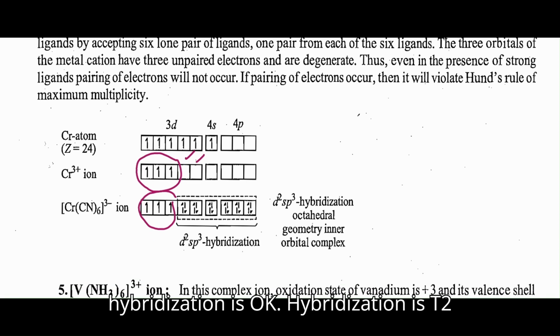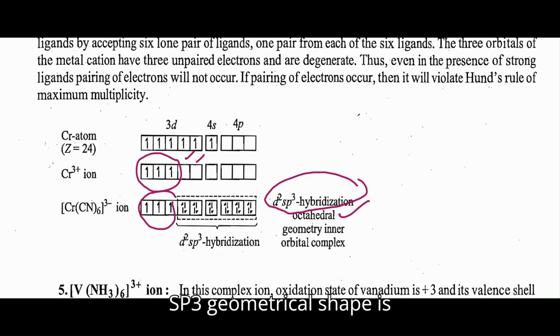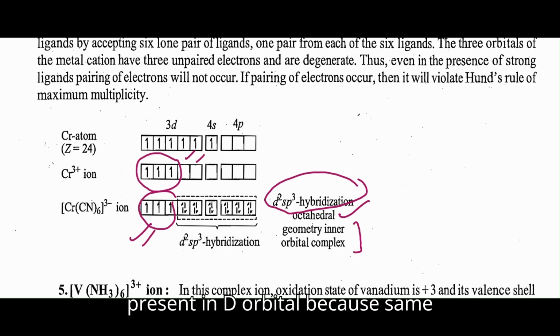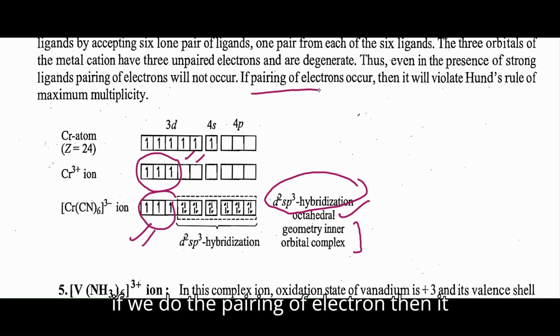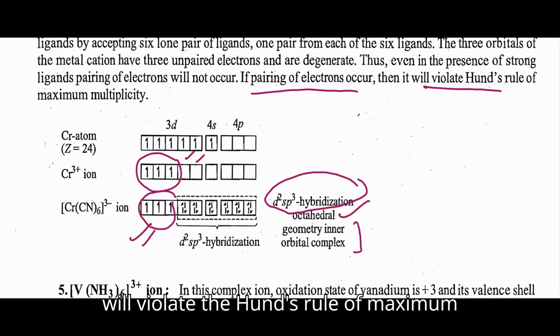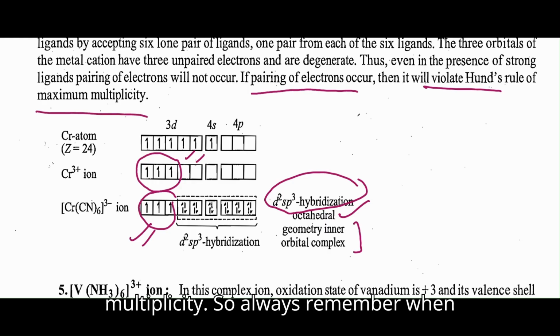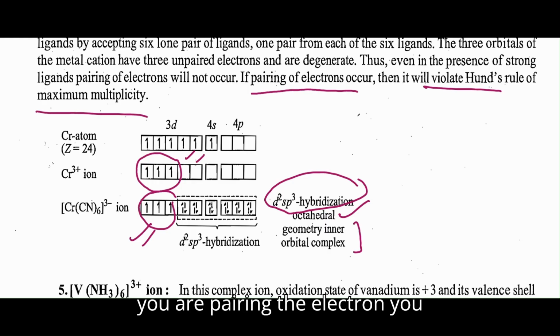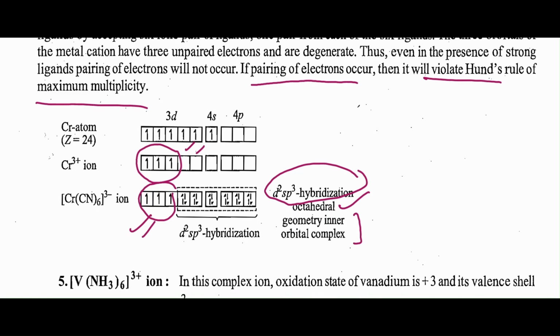So again the hybridization is d2sp3, the geometrical shape is octahedral, and it is an inner orbital complex, but in this complex also three unpaired electrons are present in the d orbitals, because if we do the pairing of electrons, then it will violate Hund's rule of maximum multiplicity. So always remember, when you are pairing the electrons, you should consider Hund's rule of maximum multiplicity.